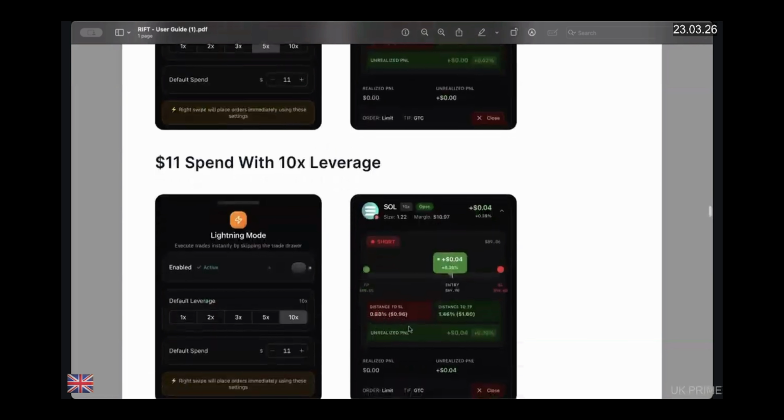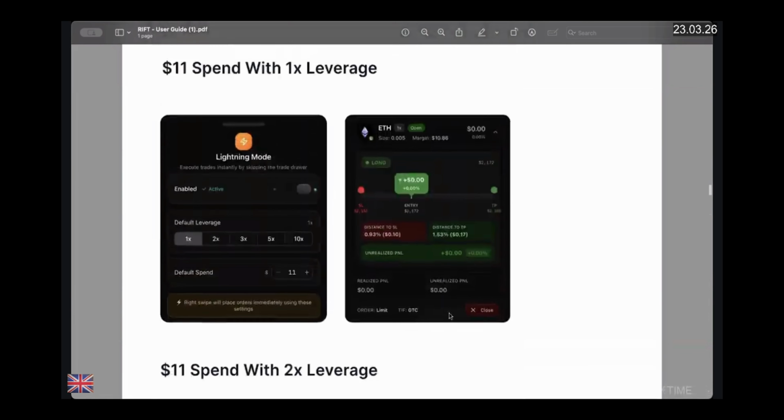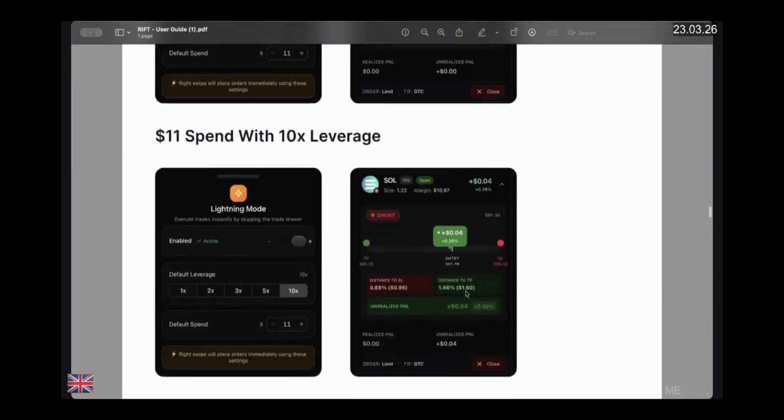Then we look at $11 spent with 10x leverage. We see a stop loss point at 96 cents and a take profit point at $1.60. The same trade that was giving you 17 cents without leverage can give you $1.60 with 10x leverage, and a stop loss point at 96 cents, 0.88%.